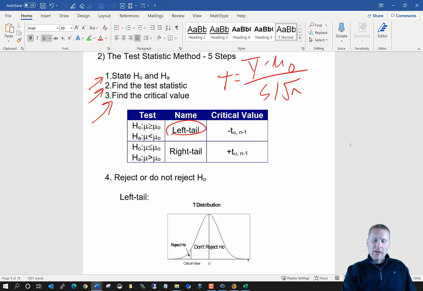For a left-tailed test, you need to be on the left side of the distribution. We have a negative out in front of our quantile. And notice we only have an alpha there versus alpha divided by 2. Since we don't need to worry about being too extreme on the left side and too extreme on the right side of the distribution, now we only need to worry about one side of the distribution. For a right-tailed test, where we're pointing to the right, we have a positive value there.